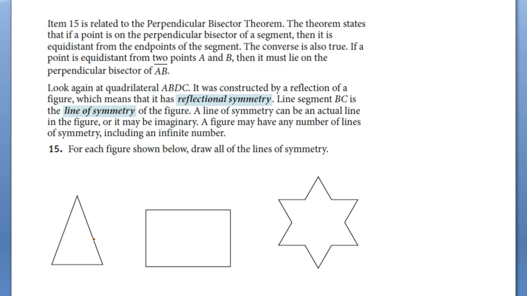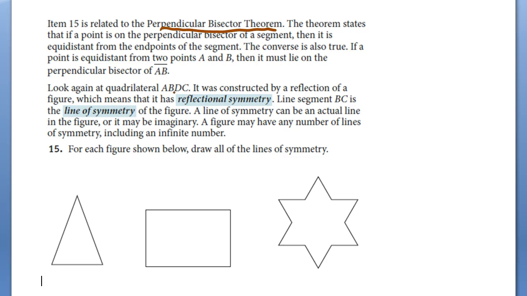That item we just did is related to the perpendicular bisector theorem. This theorem states that if a point is on the perpendicular bisector of a segment, then it is equidistant from the endpoints of the segment. And the converse is also true. If a point is equidistant from 2 points, then it must lie on the perpendicular bisector.